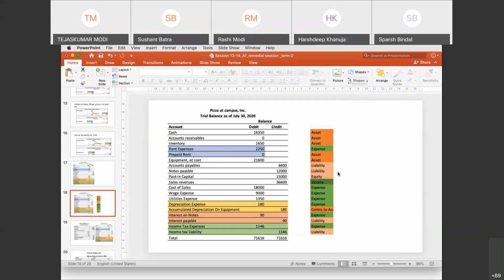But yes, in this case, it was last month, and we had prepared the trial balance last month. That time it was prepaid rent. Now with this month, it is a rent expense. Yes. Sorry for the long discussion and all that, but just to make it clear.